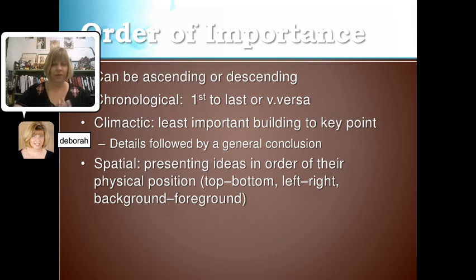Another way to think about how you can organize your ideas as you form your arguments is thinking about order of importance. And this can either be ascending or descending. That is, going from the thing that happened first to the thing that happened last, or the other way around, telling what happened last and then working your way up to the thing that happened first. And these could be climactic, so you're building from your least important idea up to your key point, or vice versa. You could start with your biggest idea and then work your way down to little specifics.